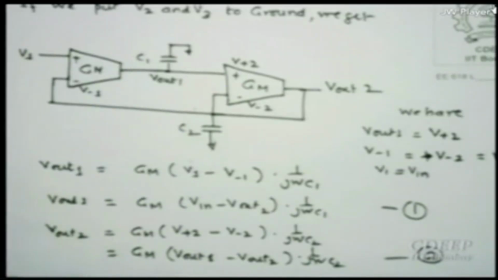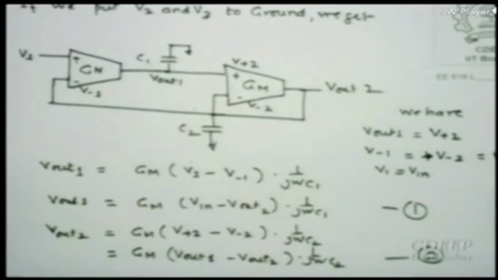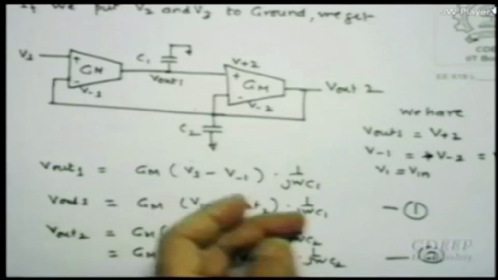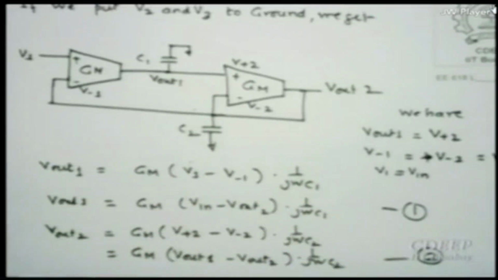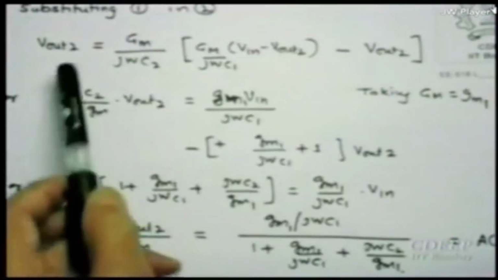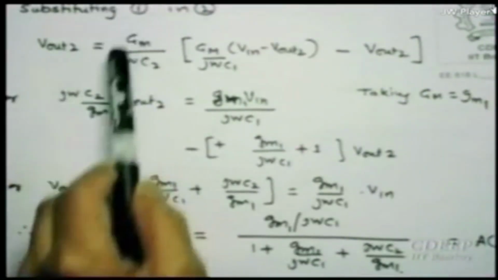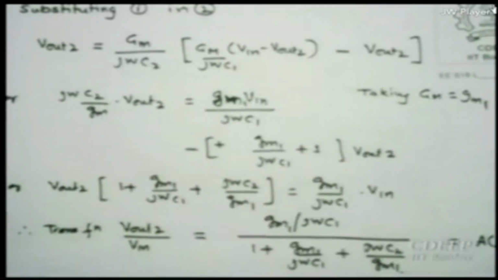relations Vout1 and Vout2, and I'll just pick up this Vout1 from here and substitute that in 2. So that is why I am interested, I am only interested in Vout2 by Vin. That's my interest. So I will just replace Vout1 from this equation 1 and substitute into 2. Okay, so substituting Vout1 in Vout2, I get Vout2 is Gm by j omega C2.